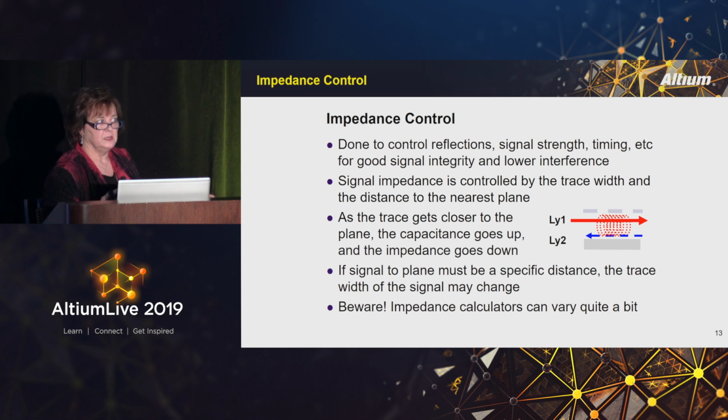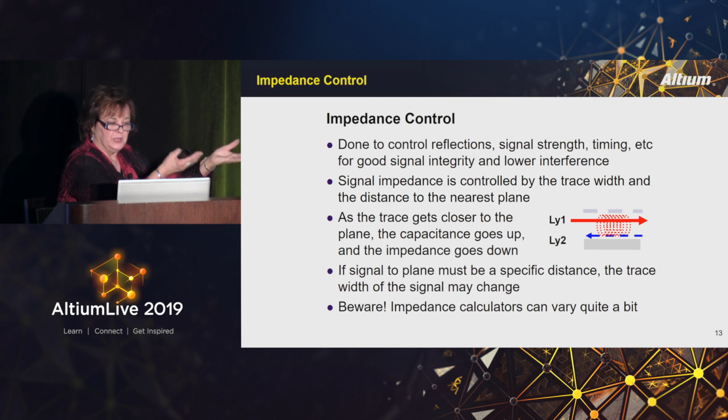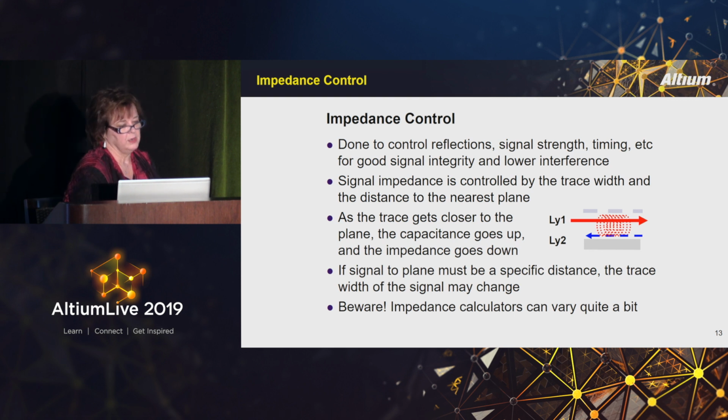People will say, oh, that's the via causing the reflection, but it's not. If it happened to be 50 ohms here and 60 ohms here, then it's the difference in the impedance that causes the reflection. So you need to understand and work with impedance control as it goes through the layers of the board. It's easy to change it in different layers to make the trace width bigger, and you just simply route to the other layer and it will automatically change. Beware that impedance calculators are not all the same. They can vary quite a bit.